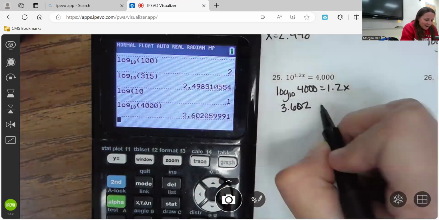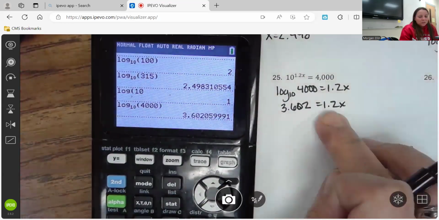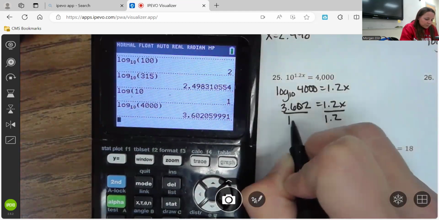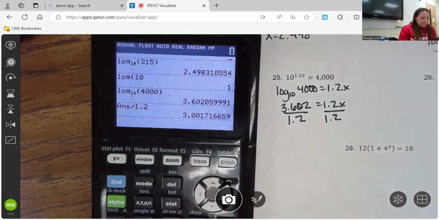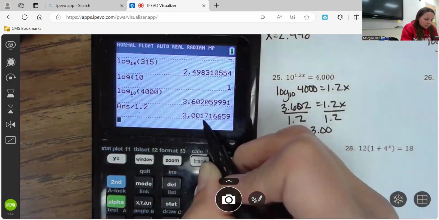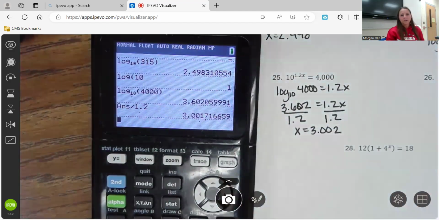Got it. Equals 1.2x. All right. And then what I'm going to do is think about how to get x by itself. I divide by 1.2. Okay. So I'm going to just take this. You don't have to retype this out. If you just press the division and then say 1.2, it takes that answer and puts it right here. And now you've divided it. So x equals 3.00. And I'm going to, because that's a 7, round it up to a 2 right there.